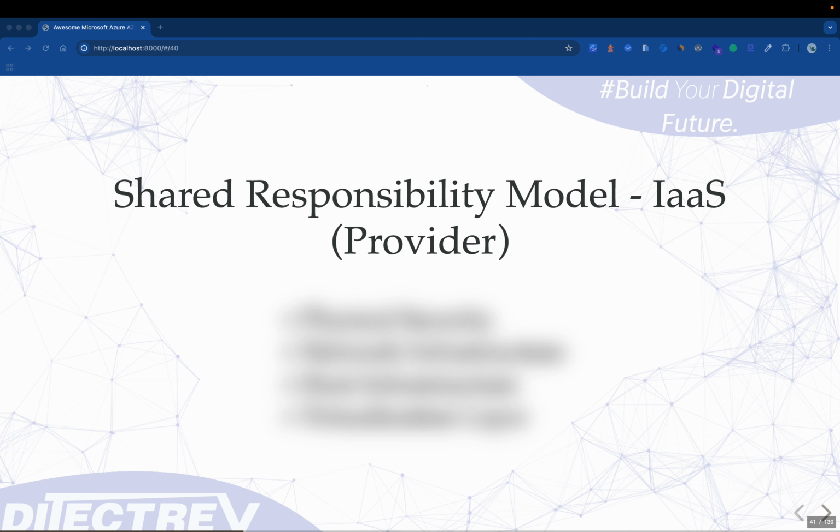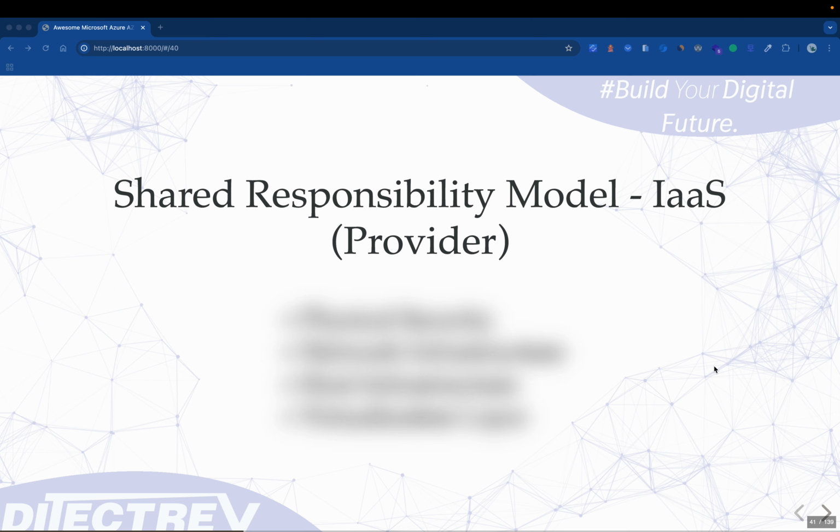A moment. Not by deployment model, by service type. So for example, the service model: infrastructure as a service, IaaS, platform as a service, PaaS, or software as a service, SaaS.